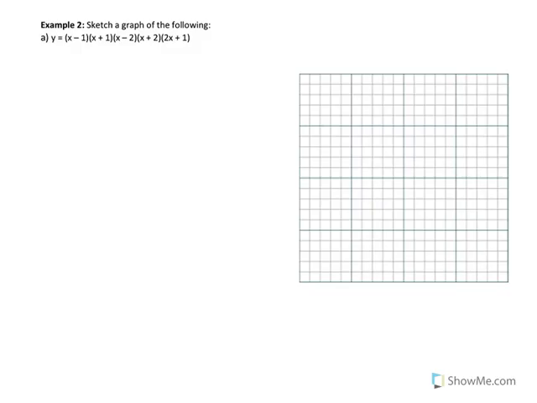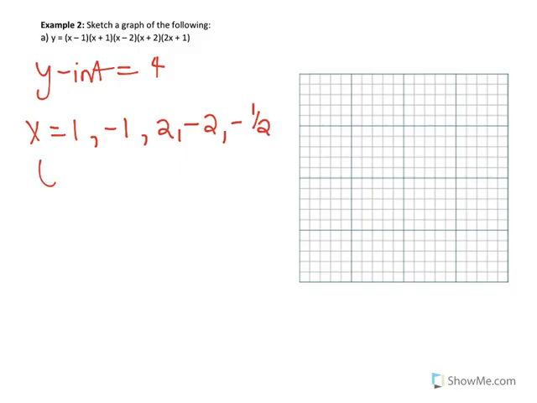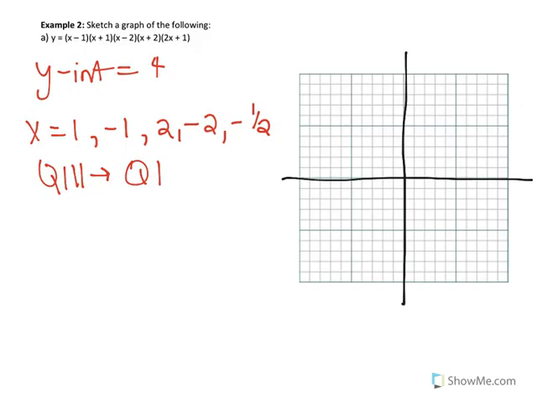We literally just did this one. Okay, so I'll write all that information down again. We already knew that the y-intercept was at 4. We knew our x-intercepts were at 1, negative 1, 2, negative 2, and negative 1/2. We know that it's going from quadrant 3 to quadrant 1. So let's sketch this a little bit nicer. I guess I got ahead of myself. Just so excited to graph that for you. Okay, let's go every 2 lines as 1.